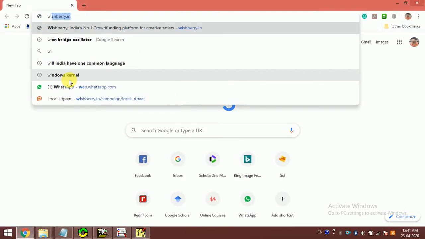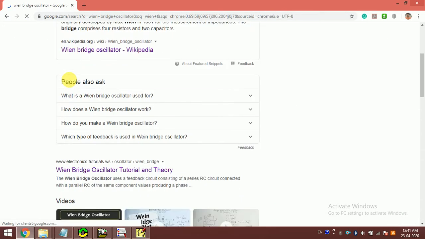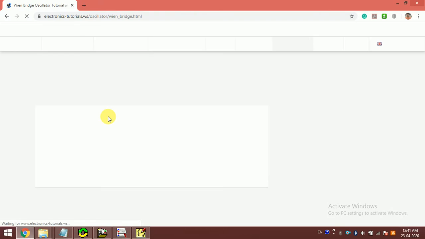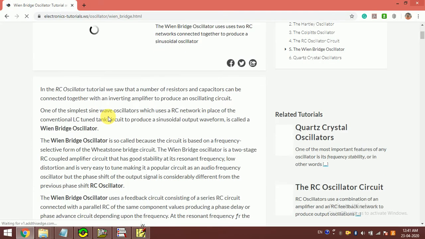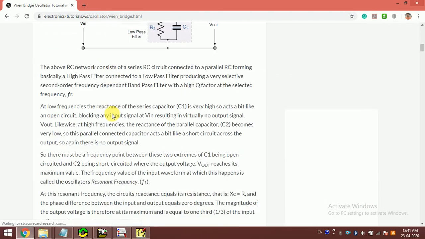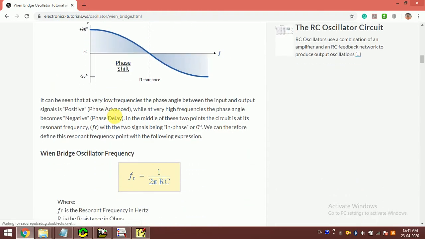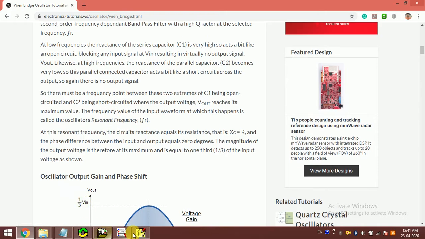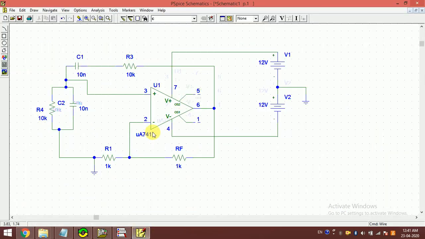If I search Wein bridge oscillator, then this electronictutorials.ws is a very good website, and here the working of this circuit is very nicely explained. So you can go through this website if you want to study the theory and how the circuit works. Okay, so let's come back.